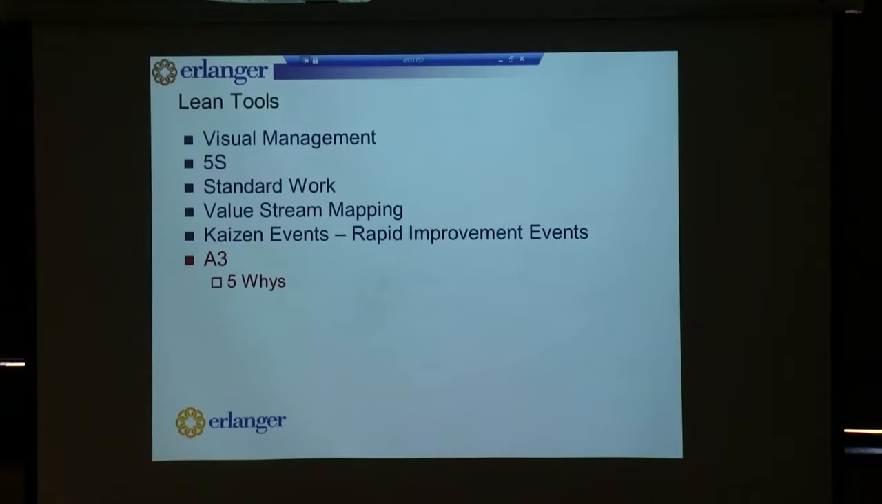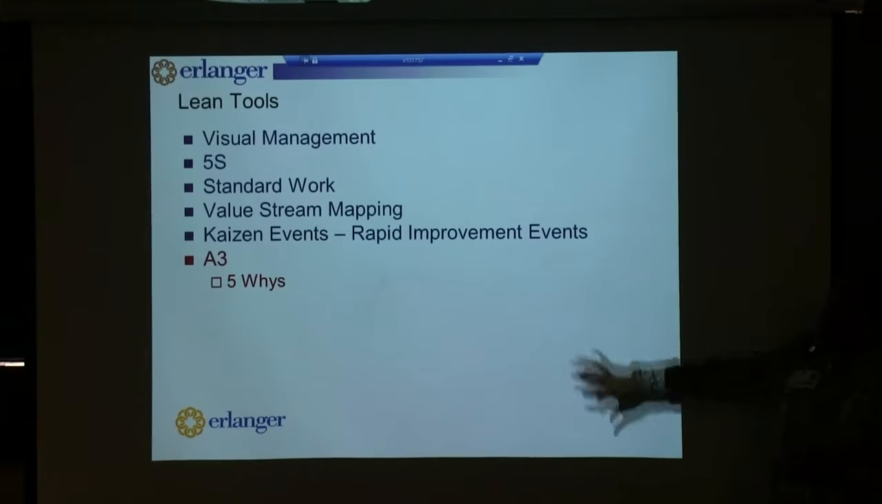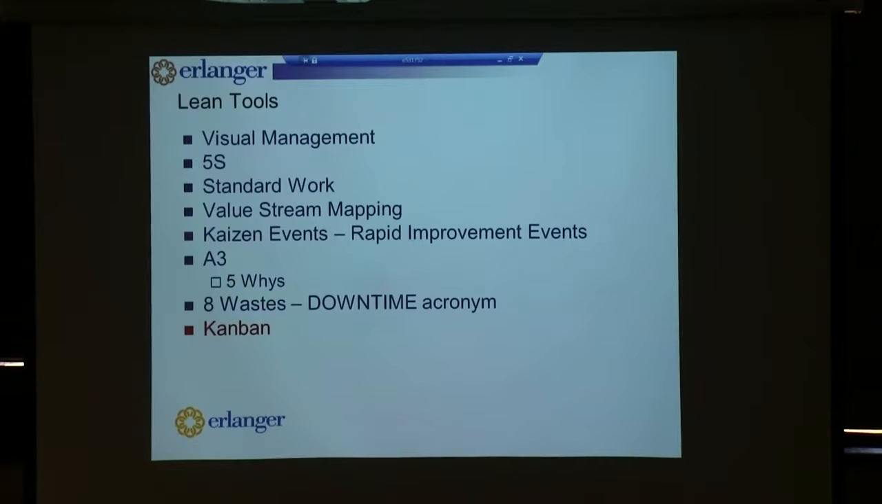A3 is just a problem solving or a project management tool. So A3s, and the reason they're named that, they're just the 11 by 17 sheet of paper, which is also called an A3, but it gives you the steps that you need to follow. If you have a project that's a little longer than a rapid improvement event, but you need something to keep you on track. 8 Ways, the downtime acronym that we won't be able to get into today. Kanban systems, that's a way to manage your supply areas.